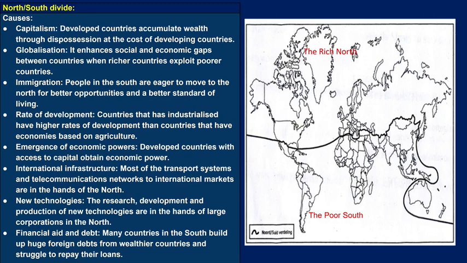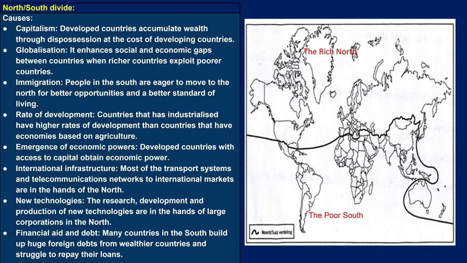We all know the story about colonization and how that affected everything. And not that we don't have it today. There's just another way in which they do it. Immigration: people in the South are eager to move to the North for better opportunities and a better standard of living. The rate of development.